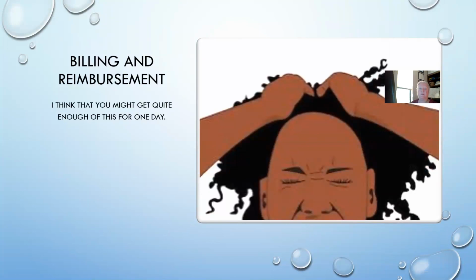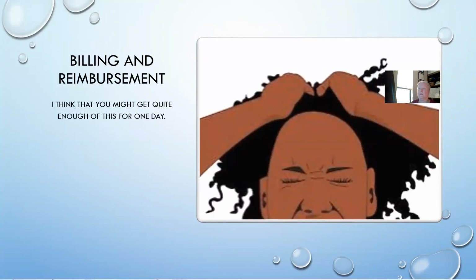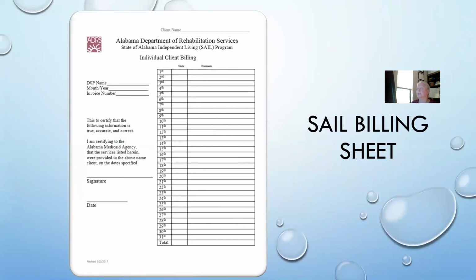Billing and reimbursement. Oh, I think you might get quite enough of this for one day. This is our billing sheet. It goes 1 through 31 with a total of units, any comments you have for each of those days, the client name at the top, your name, the month, the year, the invoice number, and then you're signing off that this is accurate.